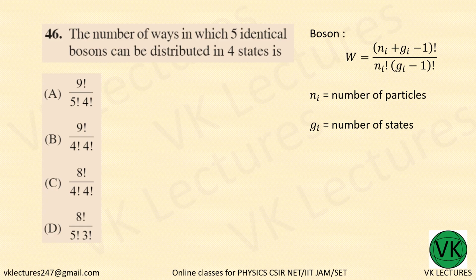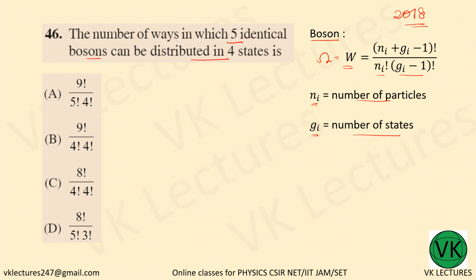Number of ways in which 5 identical bosons can be distributed in 4 states. For bosons, the distribution function W or omega is given by (Ni + Gi - 1)! divided by Ni! into (Gi - 1)!, where Ni is the number of particles and Gi is the number of states. This is the same question repeated from 2018.